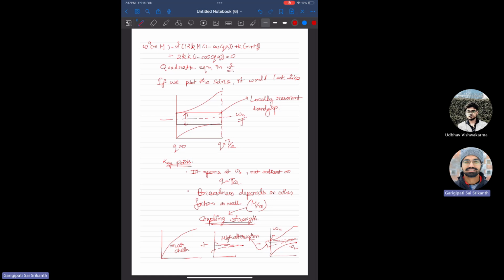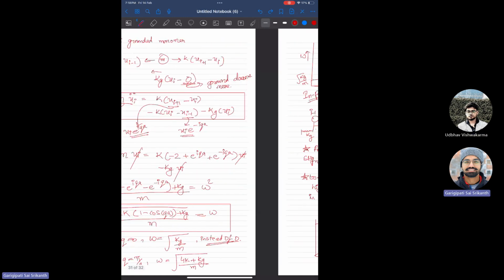value goes down, then the band narrows. But there's something called coupling strength. Coupling strength is the ratio of mass of the resonator to the main mass. If you increase that, then although the band gap is narrow, if the band gap is lower, it will basically widen.